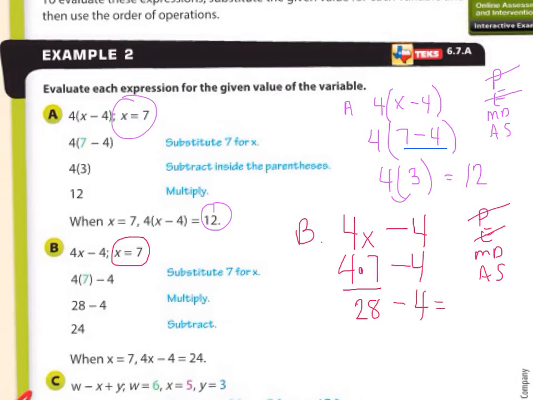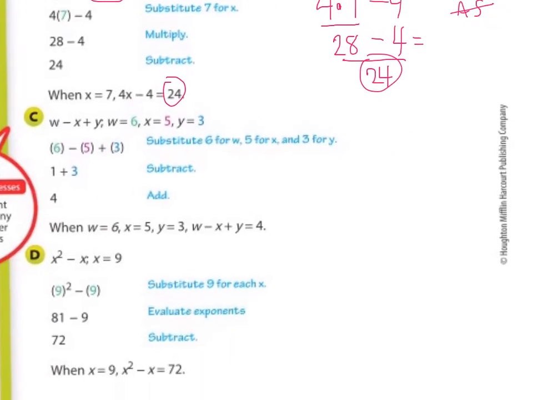Okay, so do we have any more multiplication or division? No. Mark it out. Addition or subtraction? Yes, we do. It's right here. 28 minus 4 is 24. Okay, there's our answer, and that's what they got over here. Good job. Let's look at C.